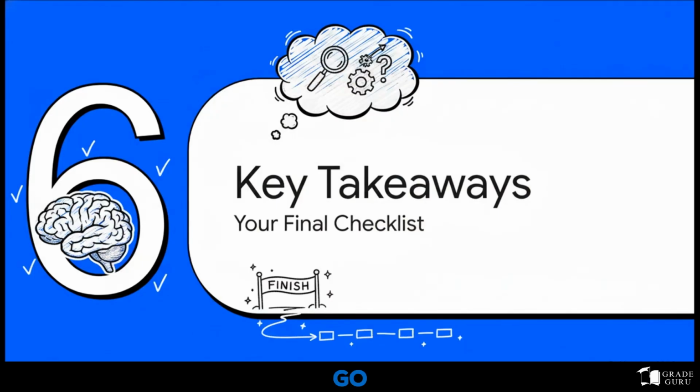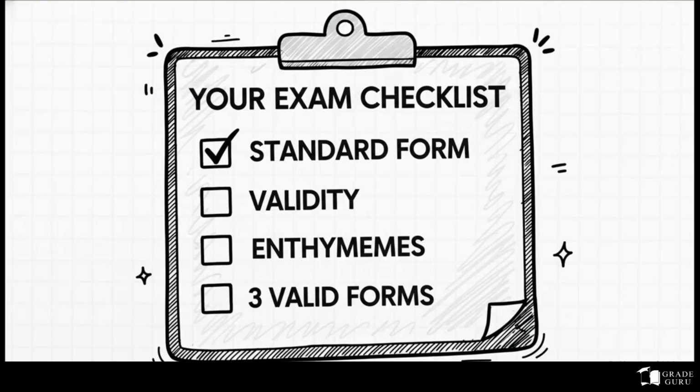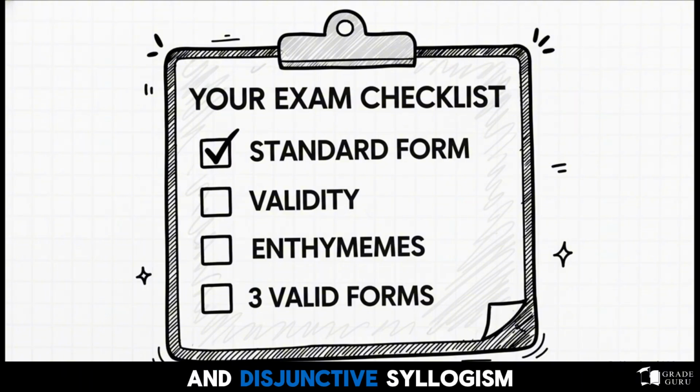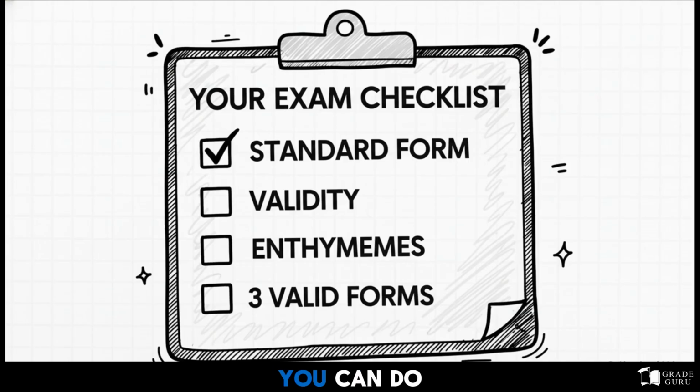All right, before you go, let's run through a final lightning-fast recap. Think of this as your exam day checklist to run through in your head. Number 1, always put the argument in standard form first. Got it? Good. Number 2, validity is just about the structure, not about real-world truth. Don't get tricked. Number 3, be a detective. Hunt for that missing link to solve those enthymemes. And finally, number 4, memorize those 3 valid forms: modus ponens, modus tollens, and disjunctive syllogism. Keep these 4 things in your brain, and you're going to be in great shape for this part of the exam. You can do this. Good luck.